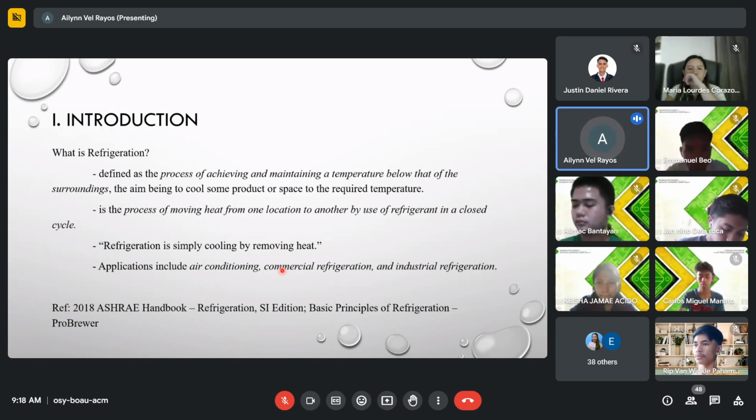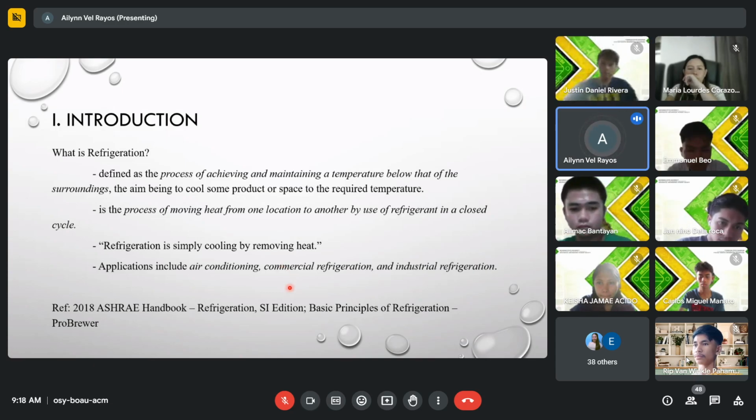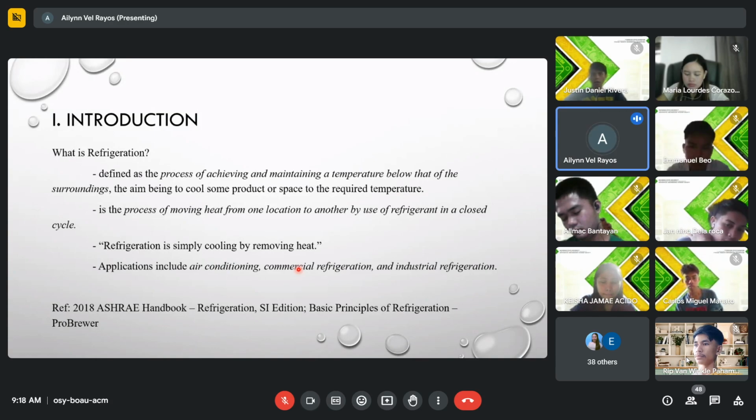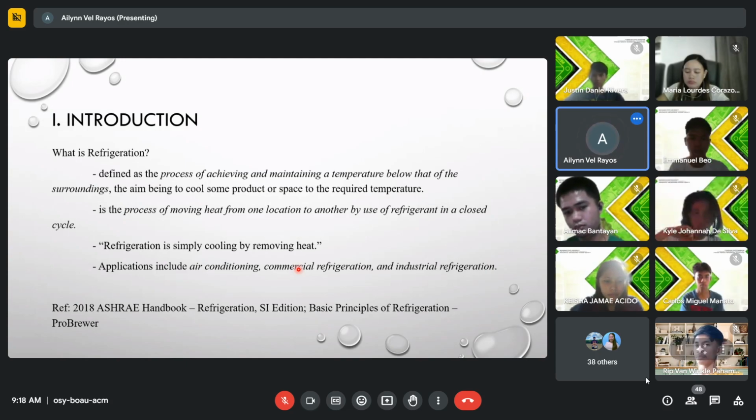So we have here applications of refrigeration, which include air conditioning, commercial refrigeration, and also industrial refrigeration. One of the most important applications of refrigeration has been the preservation of perishable food products by storing them at low temperature. Same applications as what you use at home. Refrigeration systems are also used extensively for providing thermal comfort to human beings by means of air conditioning.